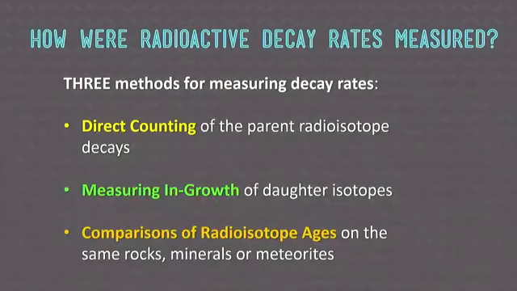There have been three methods used. Direct counting. What does that mean? Well, you stick a Geiger counter in front of a uranium sample.